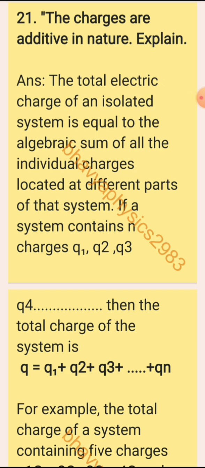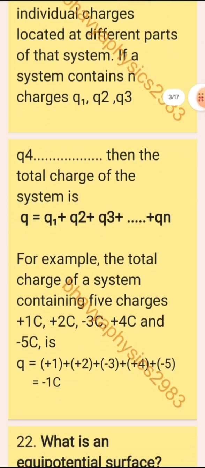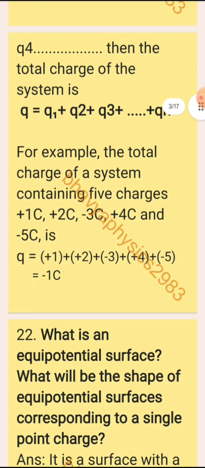Now, if you are having some charges in a system consisting of charges Q1, Q2, Q3, and so on, then the total charge of the system is Q1 plus Q2 plus Q3 plus so on Qn. For example, now we are having some charges like plus 1 coulomb, plus 2 coulomb, minus 3 coulomb, plus 4 coulomb and minus 5 coulomb. So while adding, you need to consider its positive and negative sign. So plus 1 plus 2 is plus 3. So plus 3 minus 3 becomes 0. Plus 4 minus 5 is minus 1 coulomb is the answer.